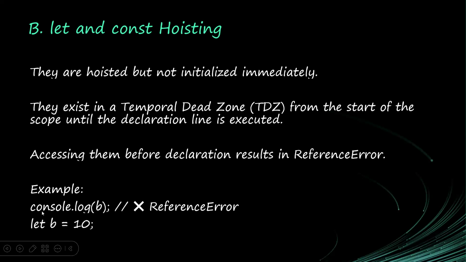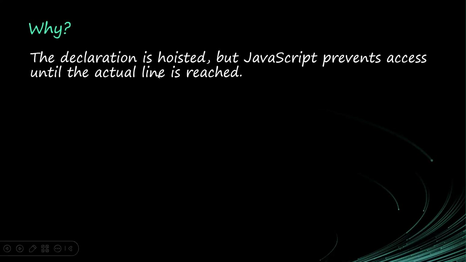So in this case, we are using variable b before the declaration and assignment. So it will not work. The declaration will be hoisted, but it will not be assigned to anything. Do you understand? And it will not even be available. It will be in the temporal dead zone. It will not be available to the program. So when you try to access it, it will throw you a reference error. It will say, I did not see it. So why? The declaration is hoisted, but JavaScript prevents access until the actual line is reached. So that line where you now assign a value to it, that is where everything starts. Just run away from using variables before you declare them.